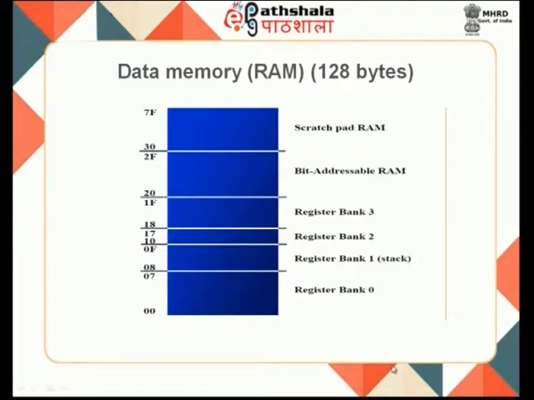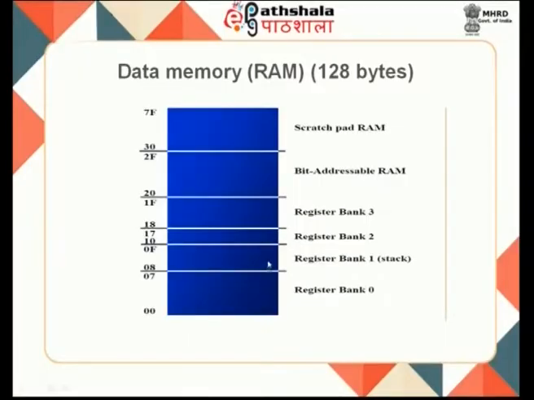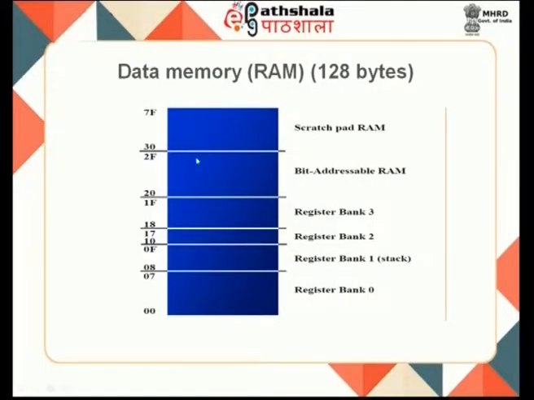So, based on these RS locations, RS0 and RS1 together: if it is 00 it will be this place, if it is 01 this will be the place, if it is 10 this will be the place, and 11 will be this place. So, based on that, your registers R0 to R7 are located in your data memory. I will call them registers, but those registers are written or updated only in these memory locations. And from 20 to 2F is bit addressable RAM, where I can place data while I am doing all processing.